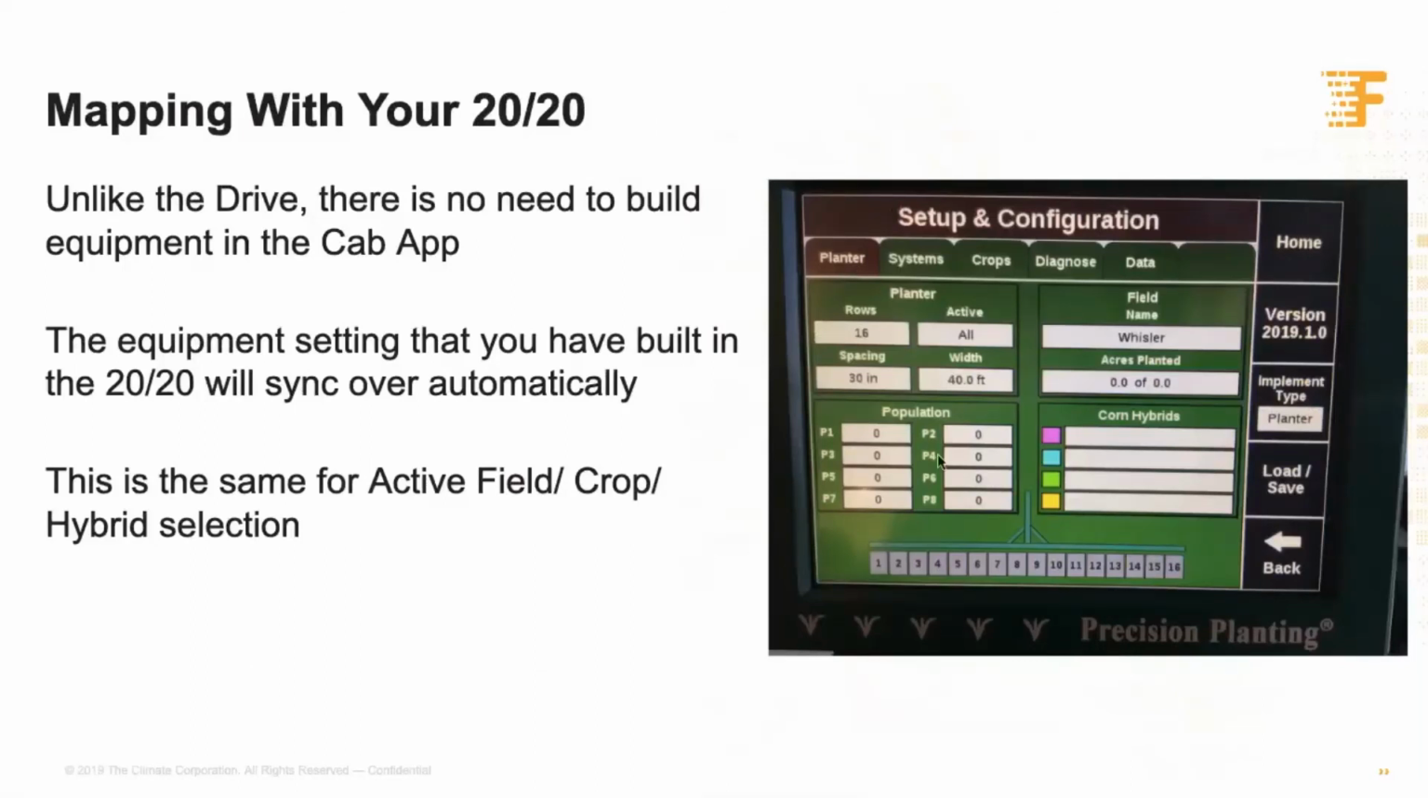The same would be for the active field and crop/hybrid selection. Whatever you have selected as your active field on the 2020 and your active hybrid and crop, that'll flow over. No need to do it on the Cab app. So that pretty much concludes that.